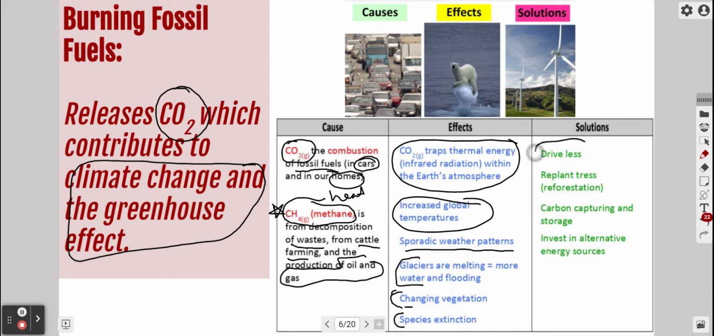Some of the solutions are listed here to help reduce the amount of carbon dioxide being released, or ways to mitigate it. If you plant trees, those trees absorb the carbon dioxide, capturing it as they grow. There are also technologies where instead of releasing the carbon, they capture it and store it underground. We'll look at some of these in the next chapter about alternative energy sources.